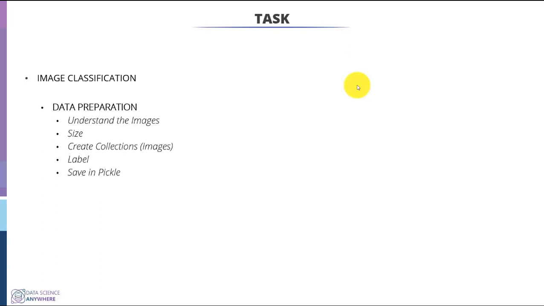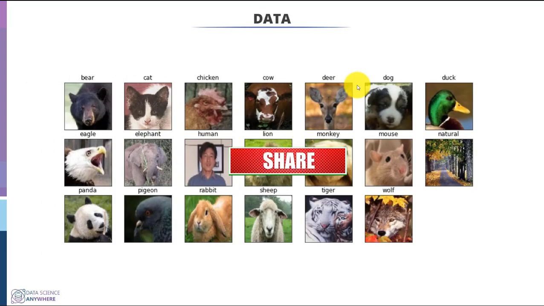The first is understanding the images. In understanding images, we are trying to understand how many classes there are, and what the size and shape of the images are. After that, we will read all the images into arrays and save them in a list. Then we will also do the labeling for each and every image, meaning depending upon the class, we will mention what kind of class it is. Finally, we will save that entire data in a pickle.